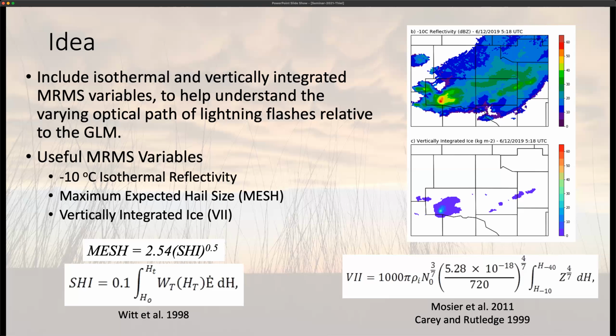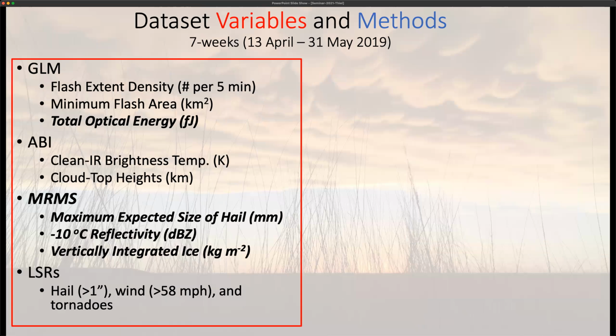Vertically integrated ice is another variable that we'll be using as well, which is vertically integrated between -10 and -40 degrees, between those isothermal levels. We can use those to assess the amount of ice and the amount of stuff that a flash has to propagate through in order to reach cloud top and be observed by the GLM. We'll be using these three variables throughout the study to help us figure this all out.